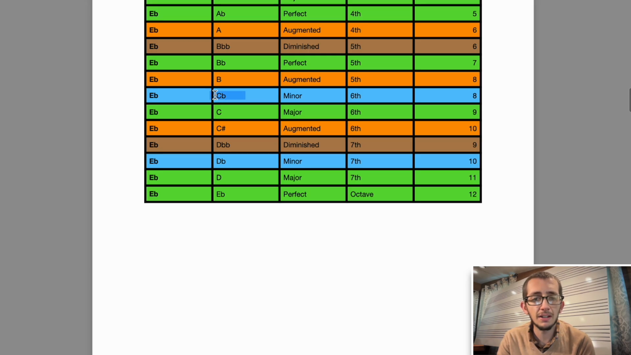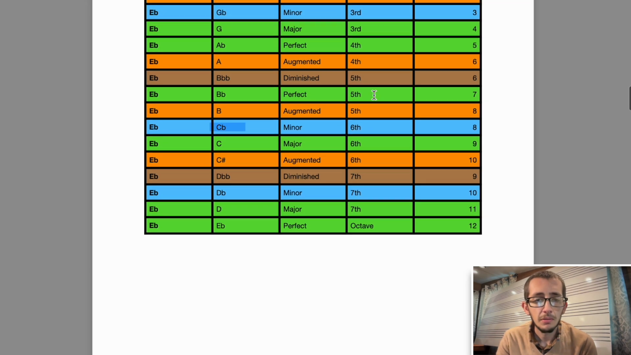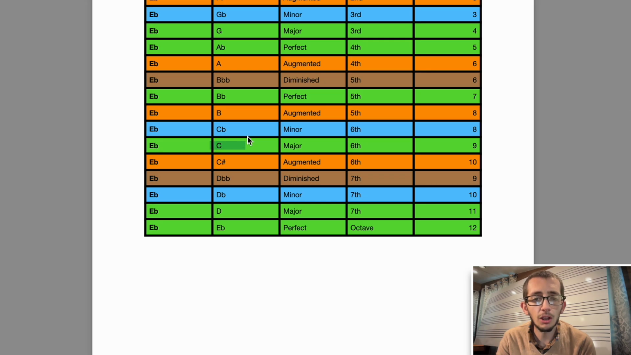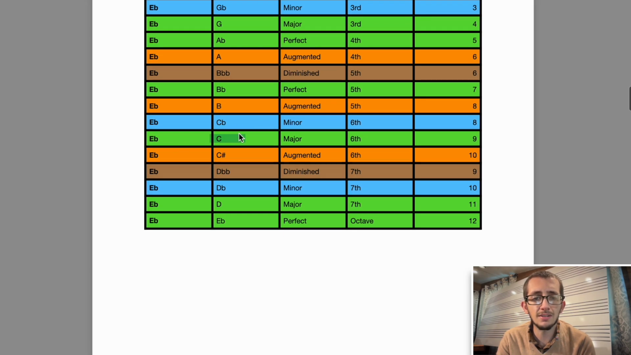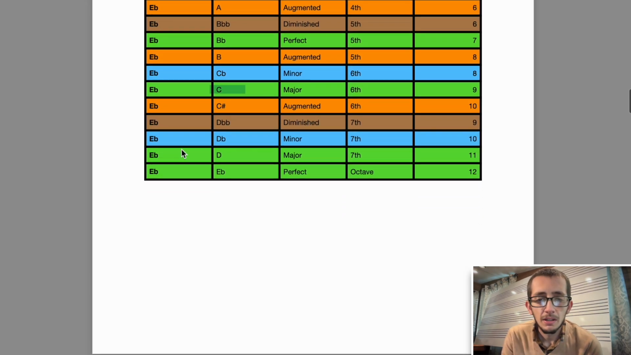E flat to C flat is our minor sixth because we're just taking that C and lowering it by a half step. So E flat to C. C is the sixth note in the major scale, so we call it a major sixth. And if we lower that C down a half step, we get E flat to C flat, and that's our minor sixth. And then E flat to D. D is the seventh note of the major scale, so we call it a major seventh. If we lower D by a half step, we get D flat. So E flat to D flat is our minor seventh.